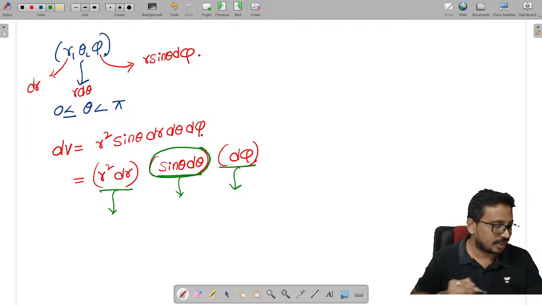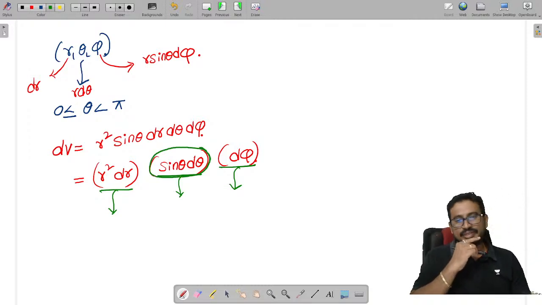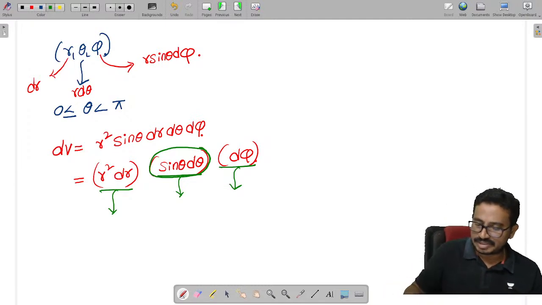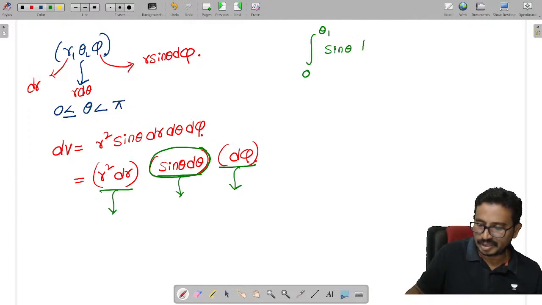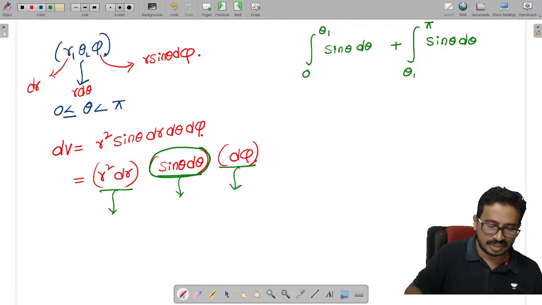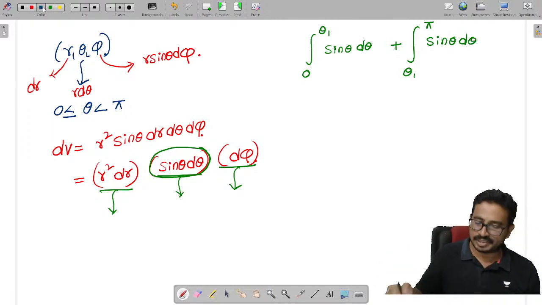I have to split it now here. I want to split this thing into two parts. See how we want to split it. So theta is from 0 to theta 1, sin theta d theta, plus from theta 1 to pi, sin theta d theta. If I do this integration, what will come? You tell me.